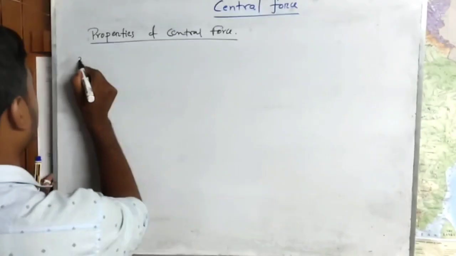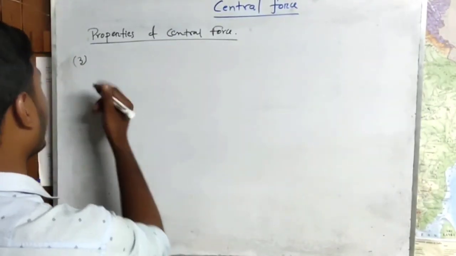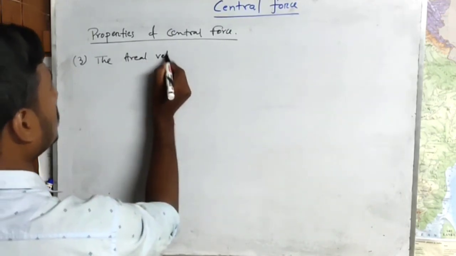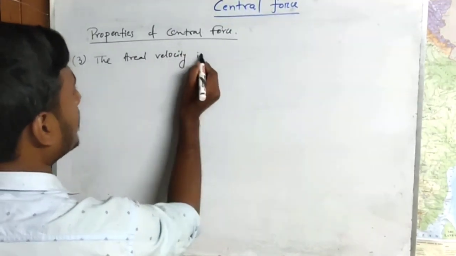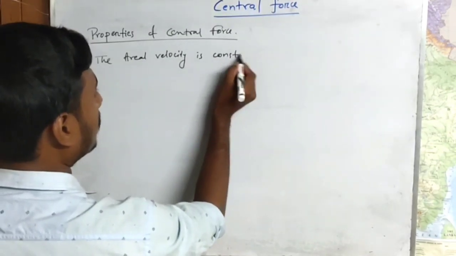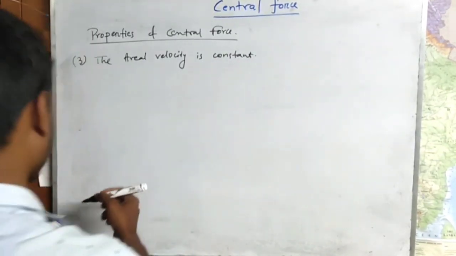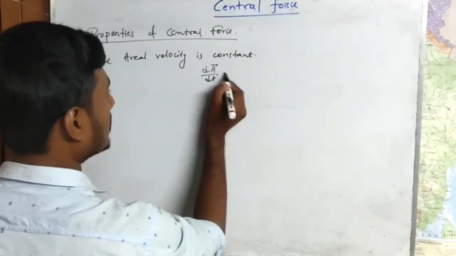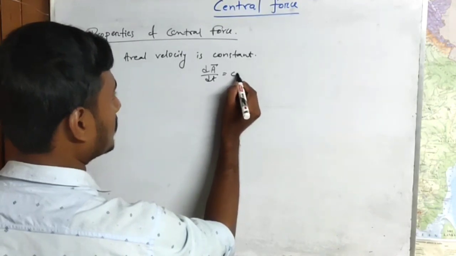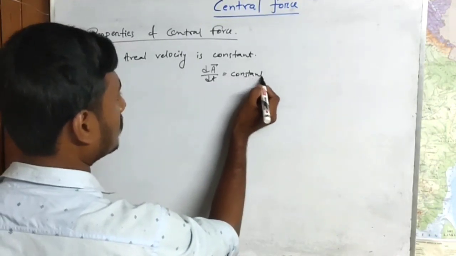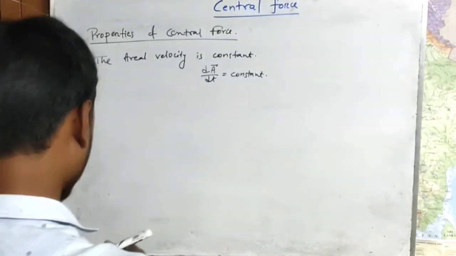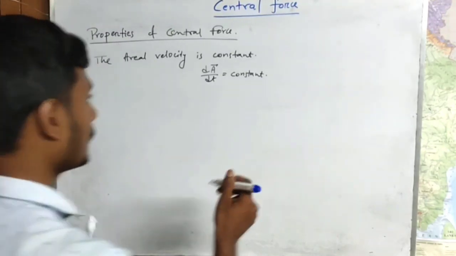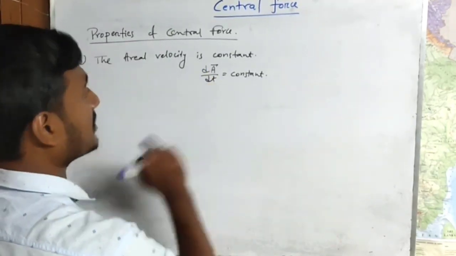Now the third property is the areal velocity. The areal velocity is always constant in case of central force. That is, we can write that dA/dt is equal to constant in case of central force. Now let's discuss these properties more deeply. Let's see how dA/dt is constant.